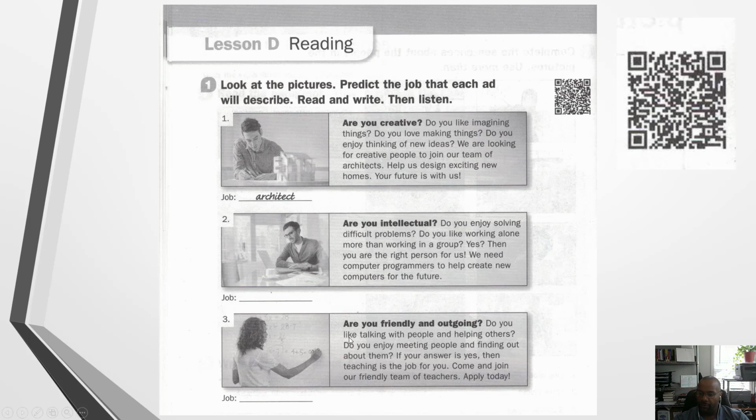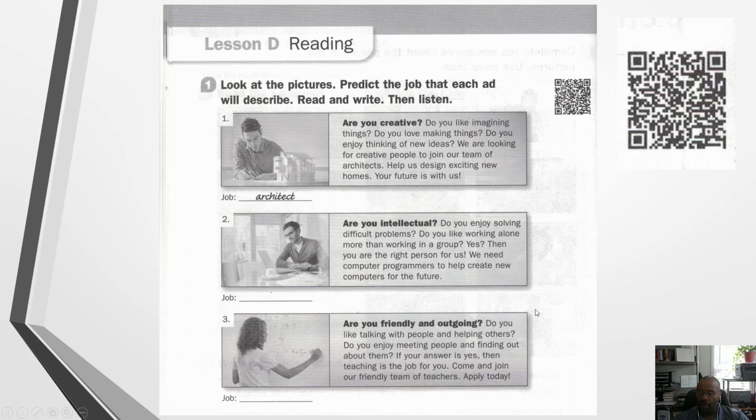The third ad. Are you friendly and outgoing? Do you like talking with people and helping others? Do you enjoy meeting people and finding out about them? If your answer is yes, then teaching is the job for you. Come and join our friendly team of teachers. Apply today. And for this one, I put down teachers or teacher, right? Singular is job, the singular is teacher.